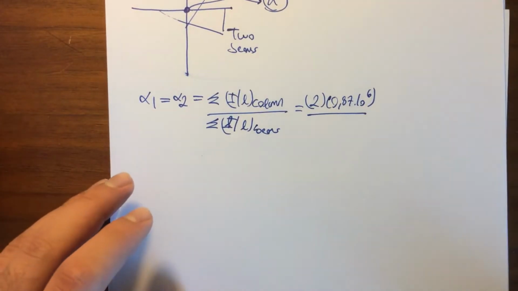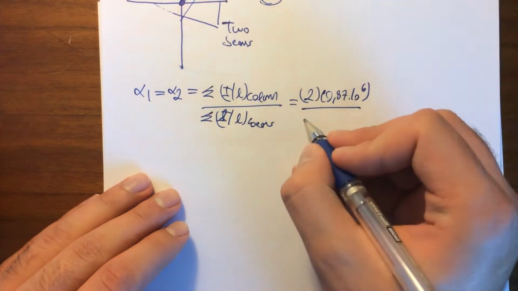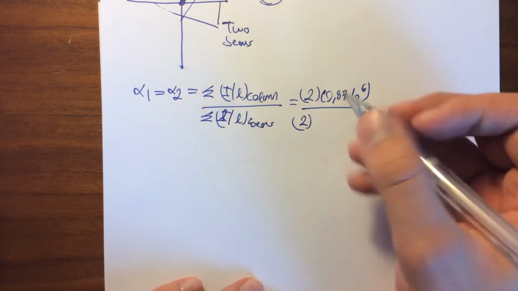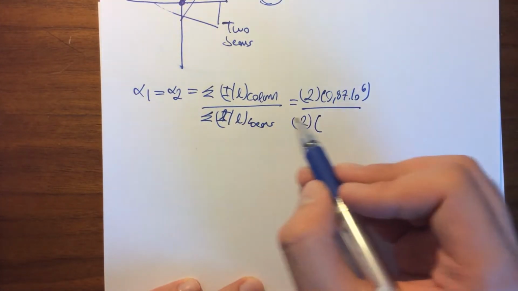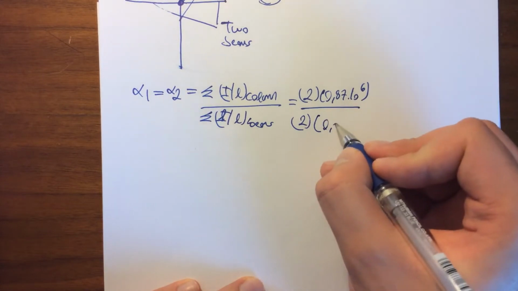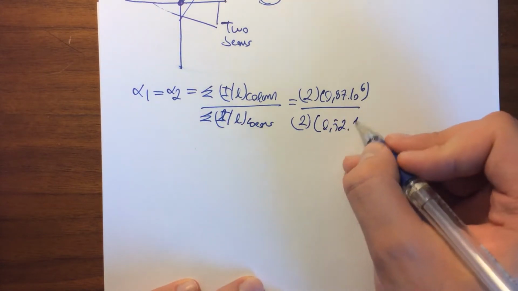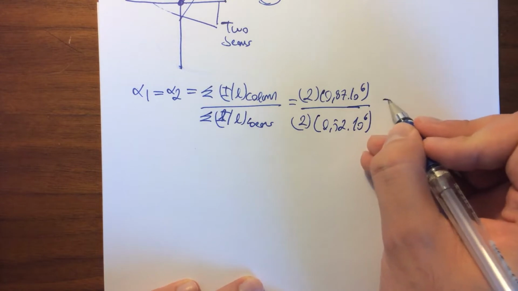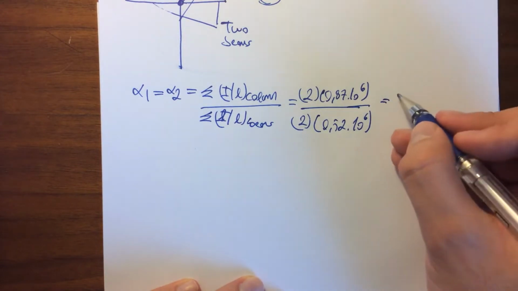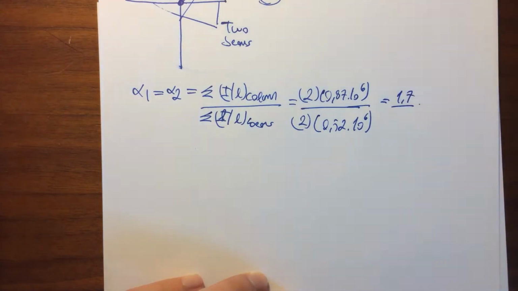And the same for the beam. Since we have two beams, again we are multiplying it with 2, and the ratio of I/L for the beam was 0.52 10 to the 6. And when you do the computation, we get the alpha value as 1.7.